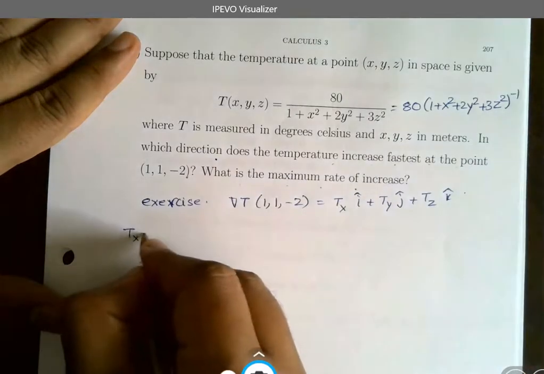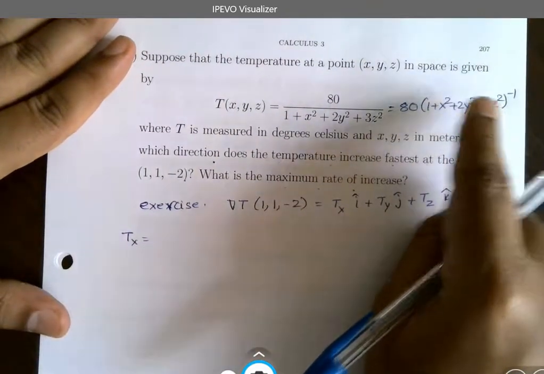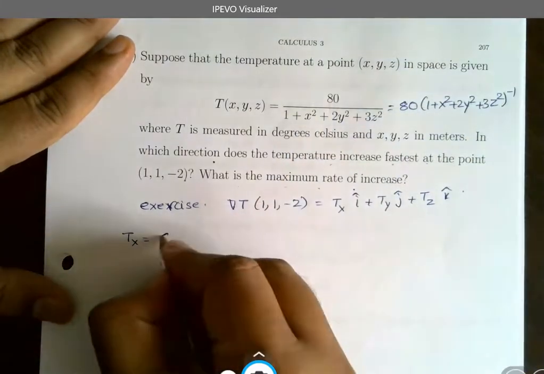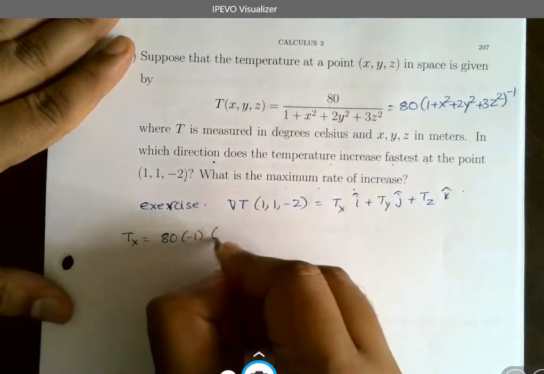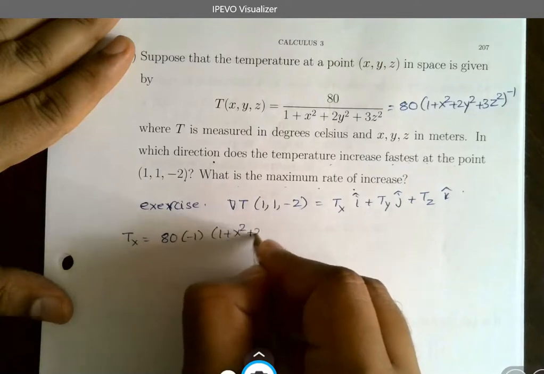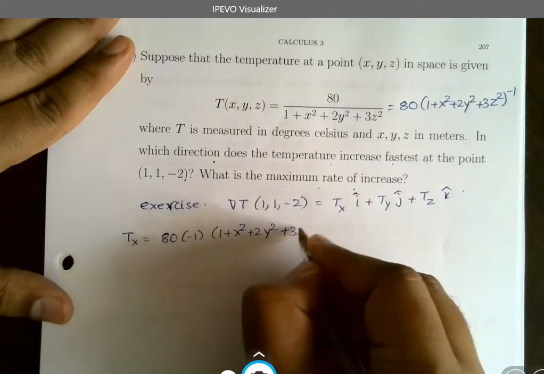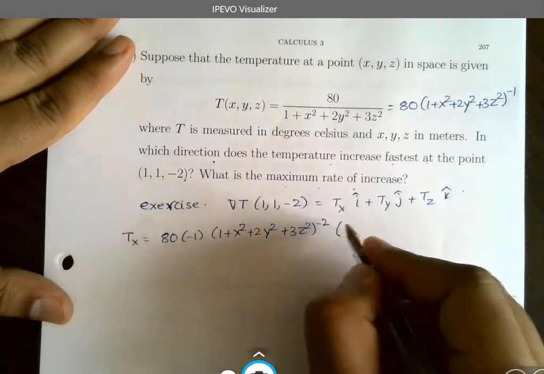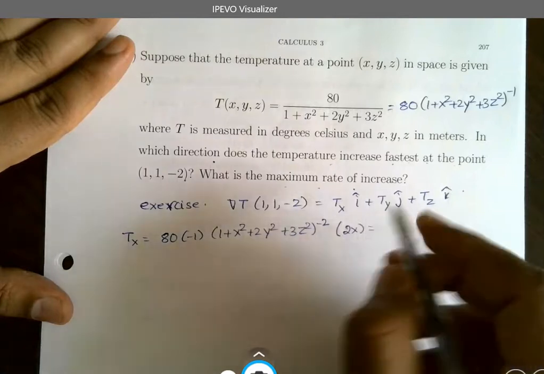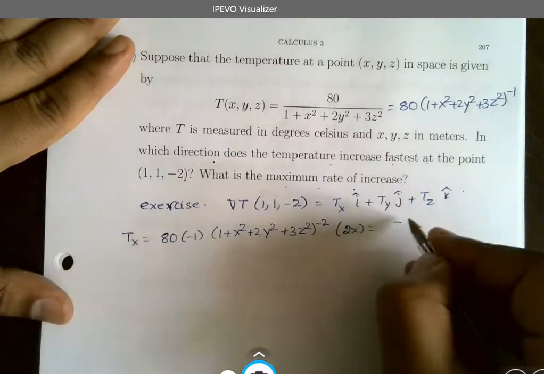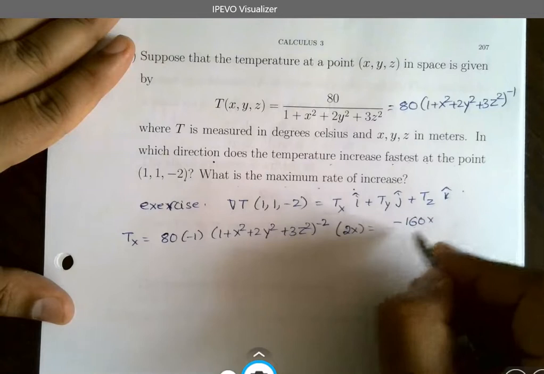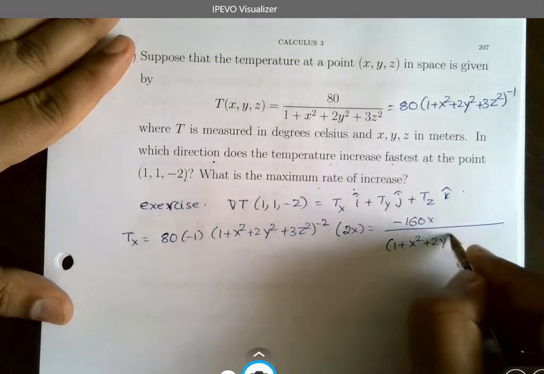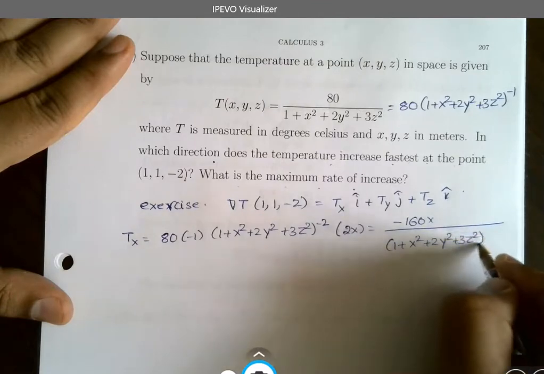Now if you want to find Tx, you're going to differentiate this. Instead of using the quotient rule, you can use the power rule. That makes it easier. So 80 times negative 1 times (1 plus x squared plus 2y squared plus 3z squared) to the negative 2, times the derivative with respect to x, which is 2x. So that's going to be negative 80 times 2x, which is 160x, divided by (1 plus x squared plus 2y squared plus 3z squared) squared.